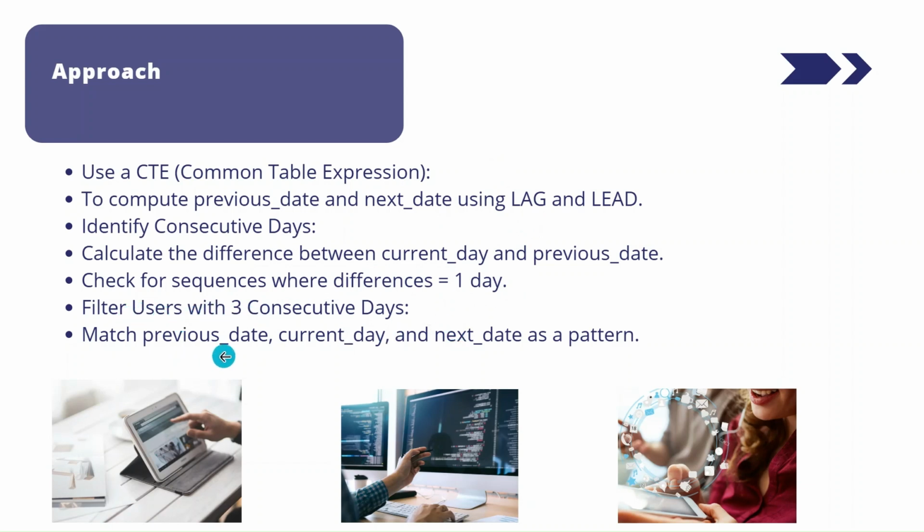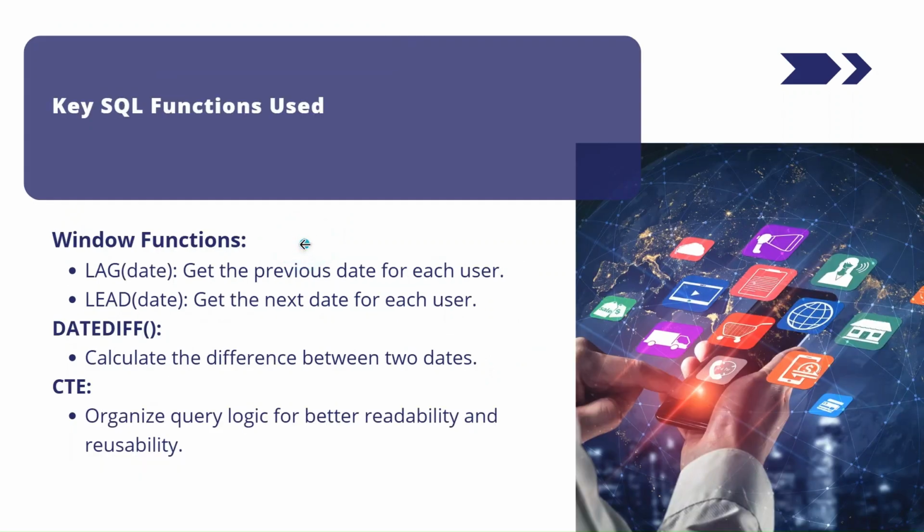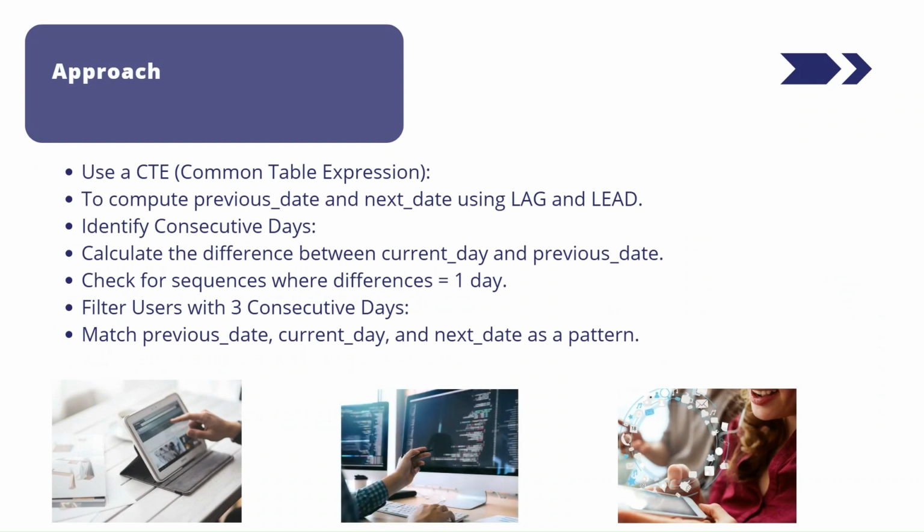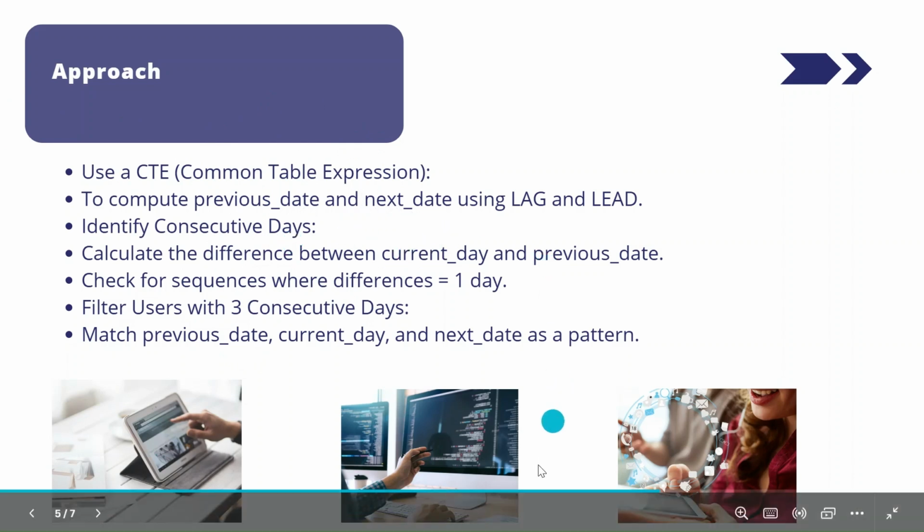Correct? So we match the previous date, current date, and next day's pattern. Then our problem is solved. You got my points, right? So here we use the filter: the difference between the current day and the previous day is equal to 1, and the difference between the next date and the current day is also 1. If it matches, then we fetch our user. Print in the sense that we are going to fetch our user. This is the approach. Now we'll solve this problem.